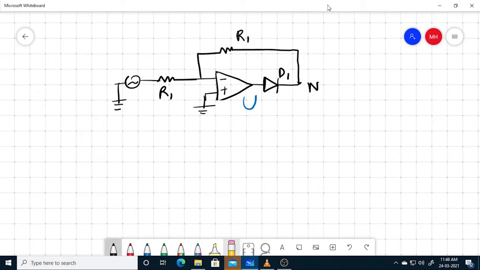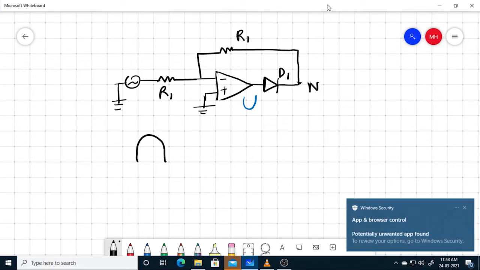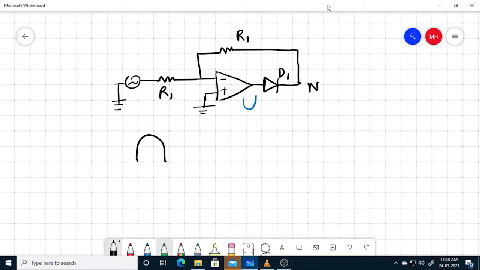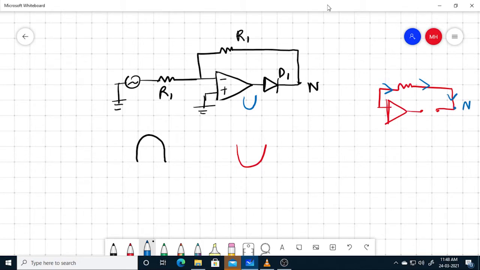Okay. When the input is positive, the output will be negative. If the output is negative, the circuit will be like this, open for the diode D1. But here we can see that there is a path for the current to go through. This is the path for the current to go through, and we can have a voltage at Vn. But we do not want that. We do not want the current to go through this R1.